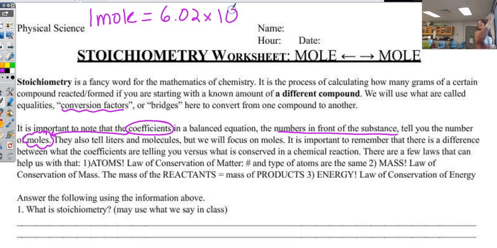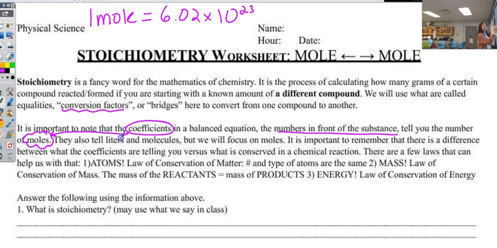6.02 times 10 to the 23rd. Very nice. This number is really, really big, and so if you have a lot of something, you want to use moles in order to show that. We'll get into that a little bit more later. I'll show you what a mole actually looks like.